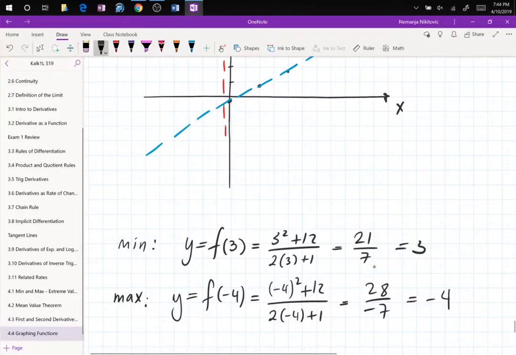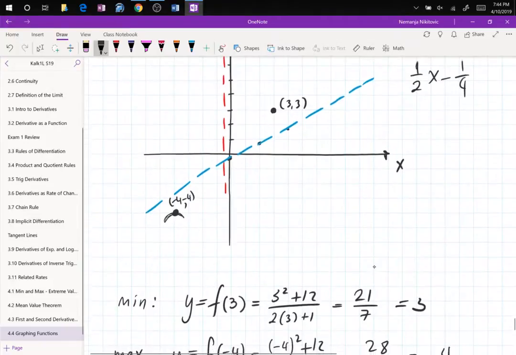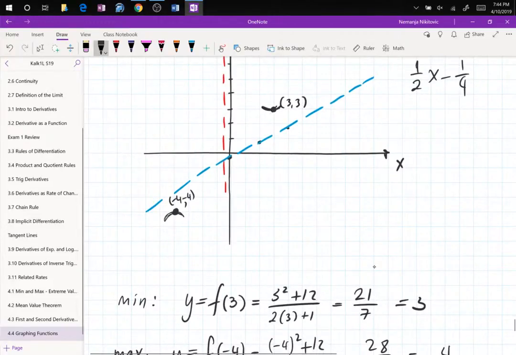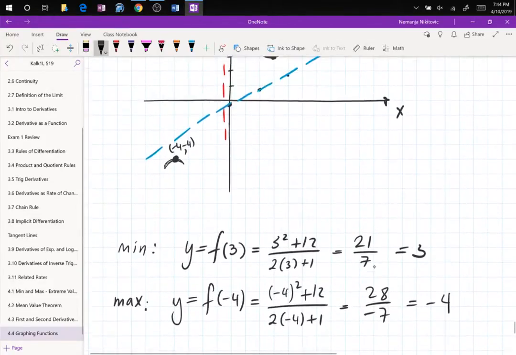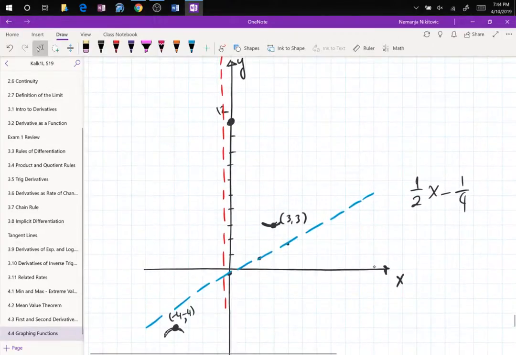2, 3, 4. So this is (-4, -4). And that's your max, which means it gets a frown. And the other one is the min, which gets a smile. Good. All right, so what do I have? Well, let's think about it.